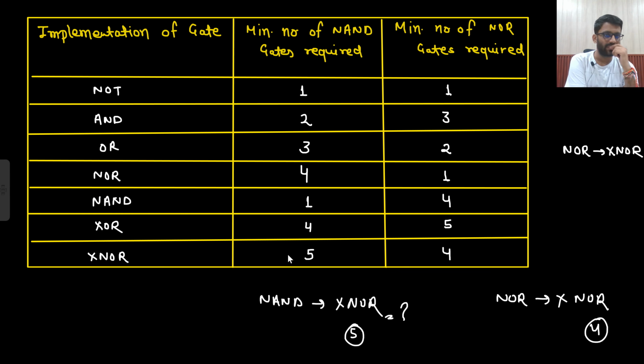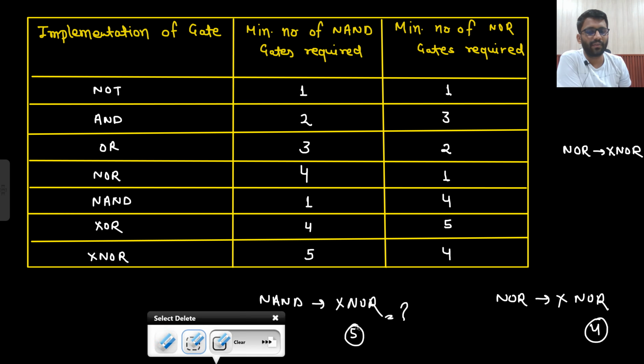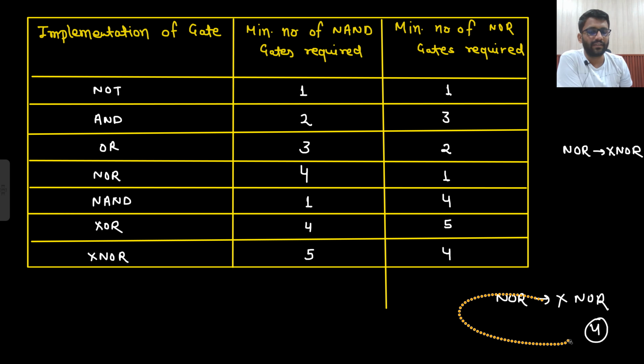Opposite are there, no? Opposite are there. So from NOR to XNOR you will remember. This will require 4. So that will require 5. From NOR to XNOR it requires 4. So from NOR to XOR it will require 5. And from NAND to XOR it will require 4. Opposite are there. 4, 5 are opposite. So this is the table which you need to remember.